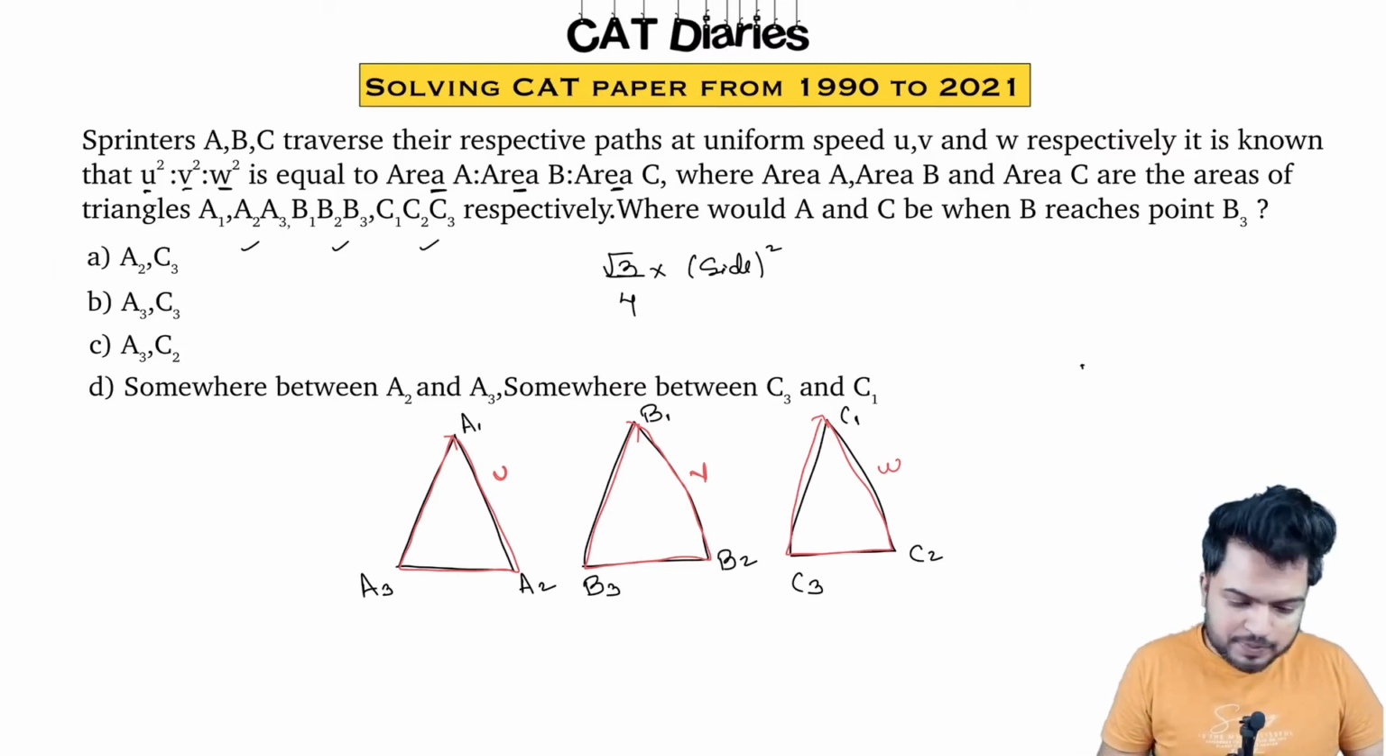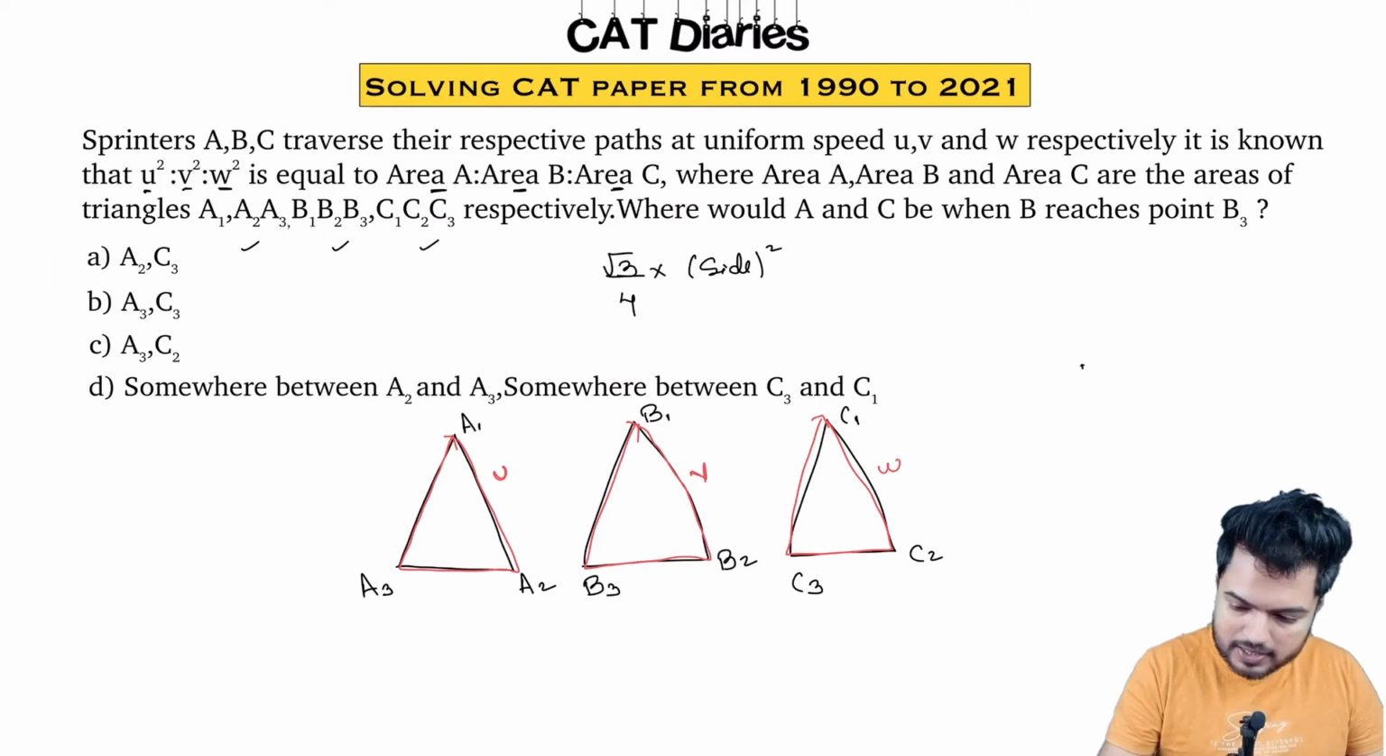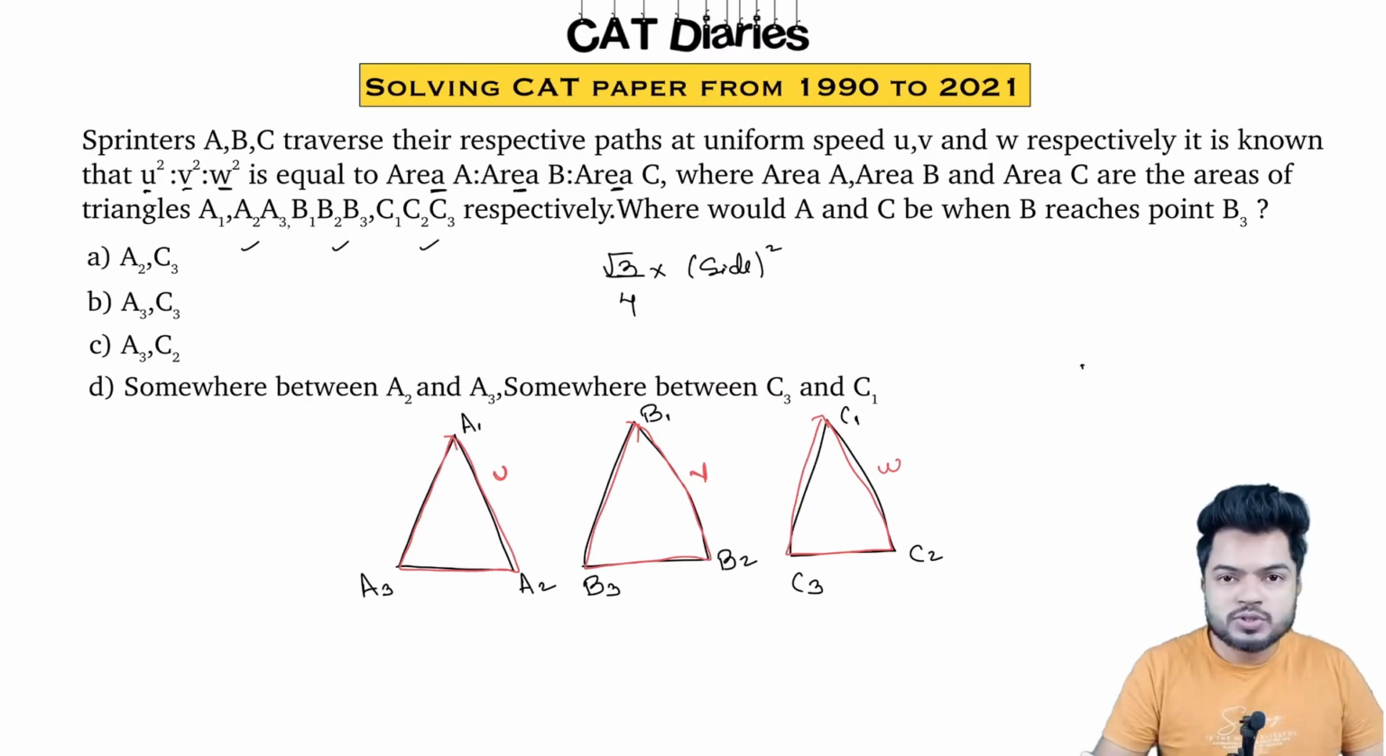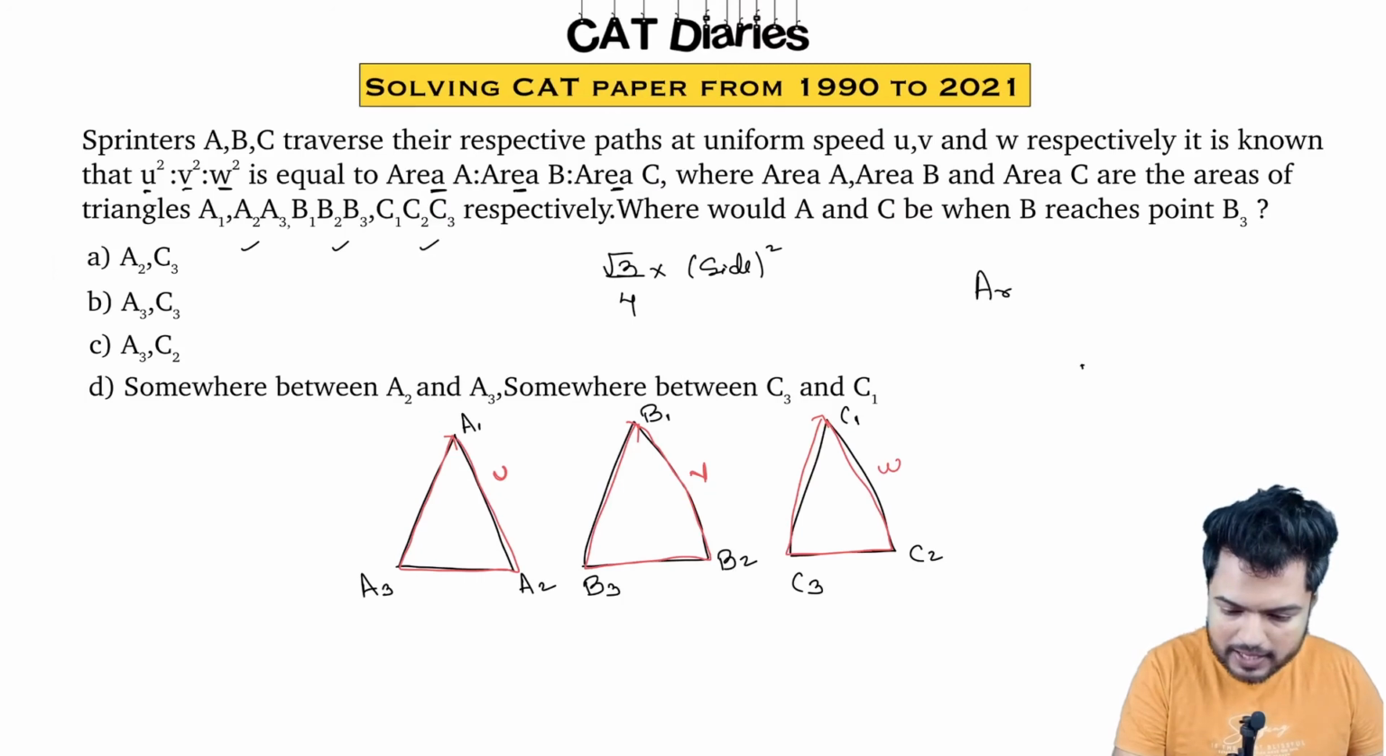Now, what is being asked? Where would A and C be when B reaches point B3? So B started from here, and let's say B goes like this and reaches point B3. So B1 to B3. During that time, what is the path that is being traveled by A? Where will A reach? Okay, so let's understand what is being given here. So I know they are equilateral triangles. So area of triangle A is to area of triangle B is to area of triangle C.